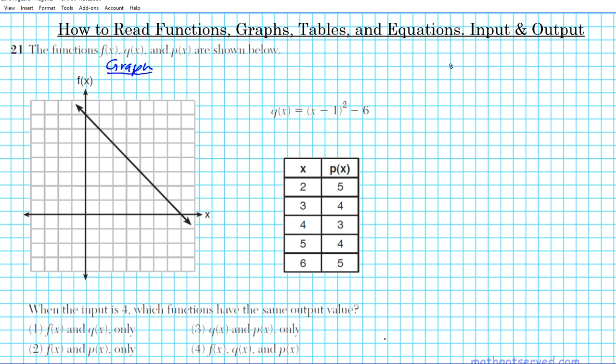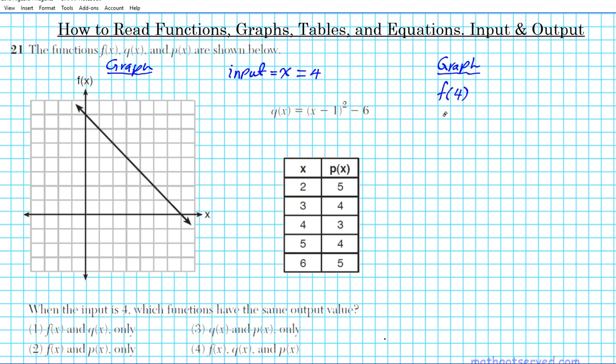Alright, so when we're dealing with graphs, how do you determine what the output is with a specified input? In this particular problem, the input is 4. If the input is 4, we automatically know what x is. The input is x, so x is going to be 4. Now for the graphical representation, we're going to be plugging 4 into this graph right here. So that's going to be f of 4.